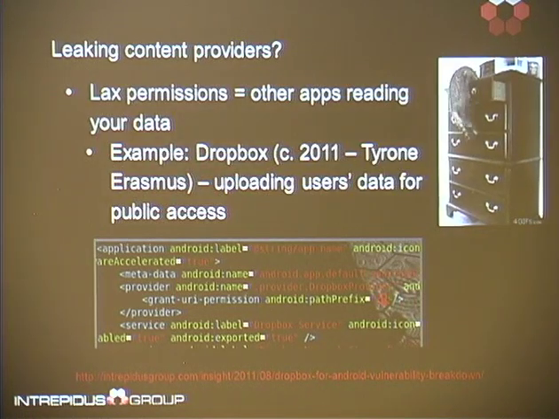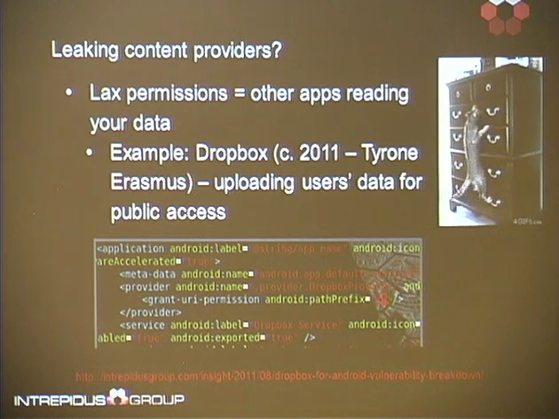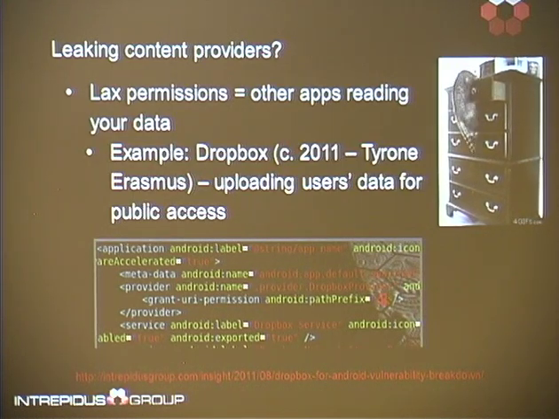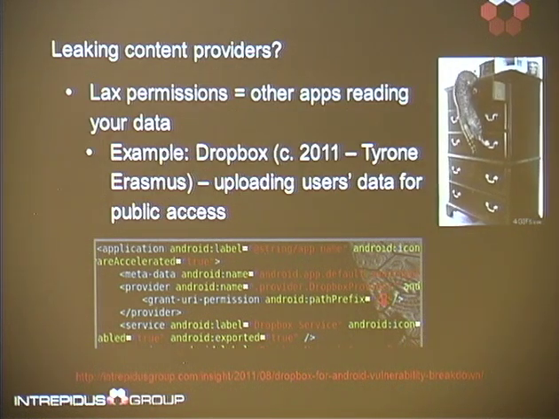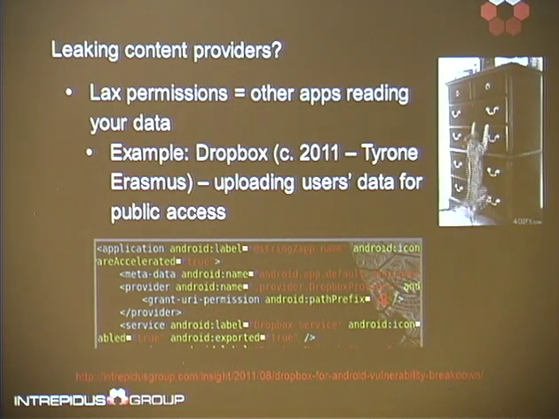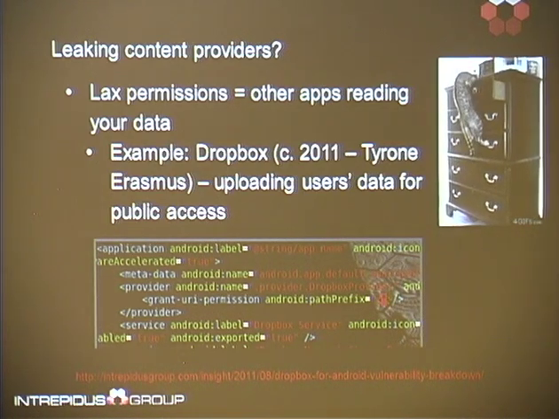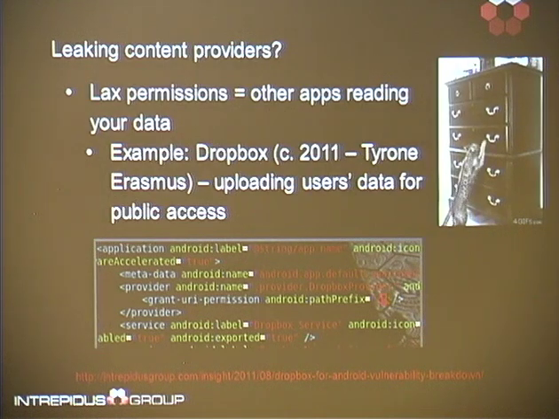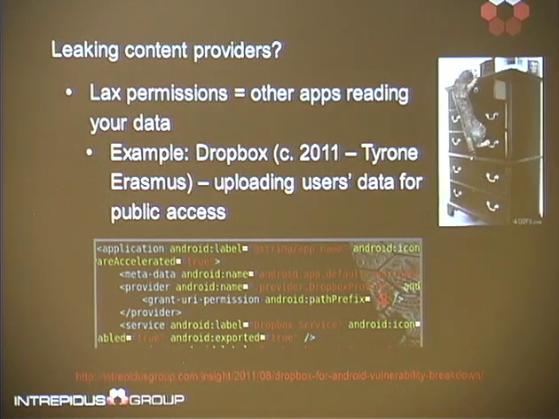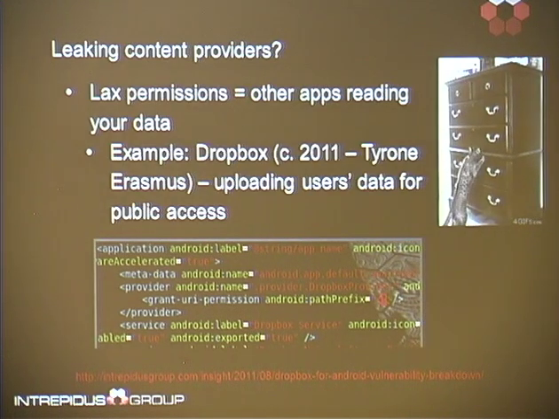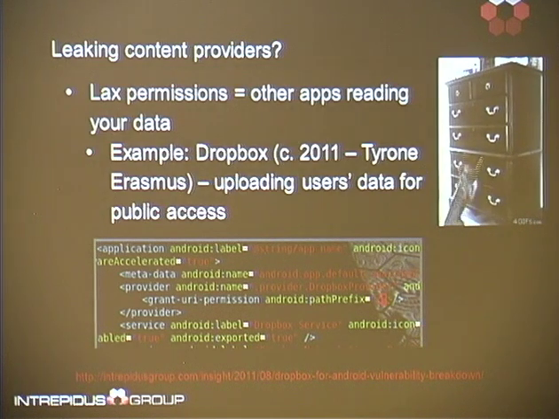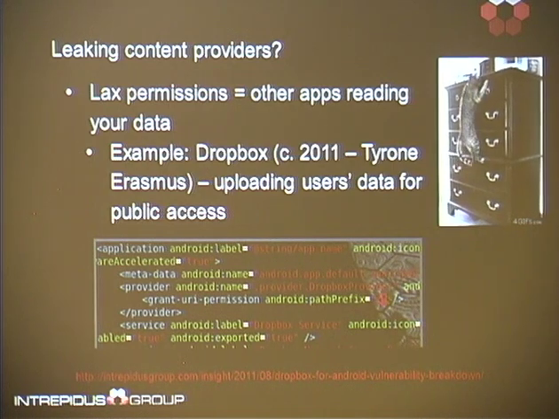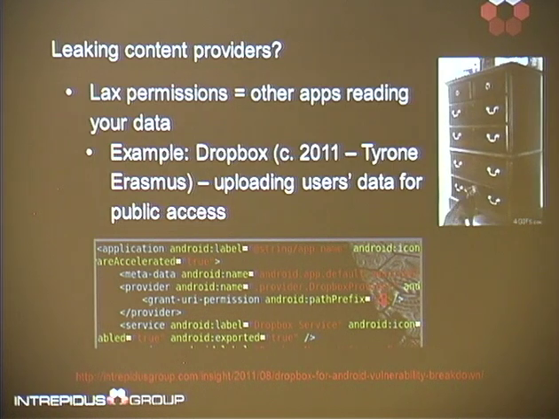So one of the problems that could be there with content providers is when they start to leak, which means that other apps can all of a sudden start accessing those providers. And here, another war story is Dropbox. In 2011, Tyrone Erasmus found a vulnerability where you could access the content provider that was shared out by the Dropbox application, and you could read the entire database. As a result, being a malicious application, you could just upload users' data for public access.